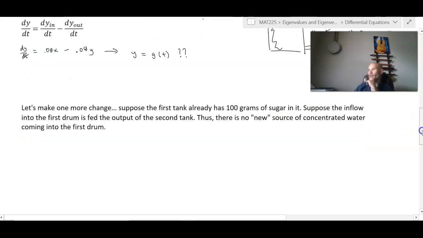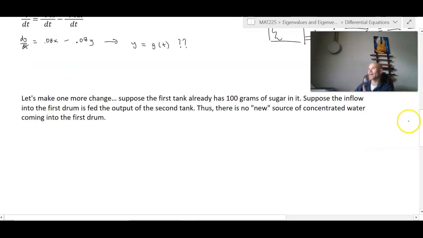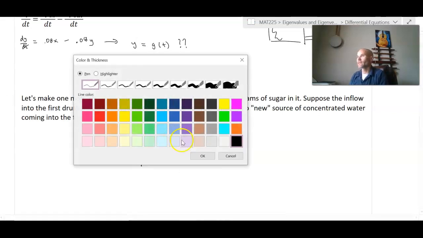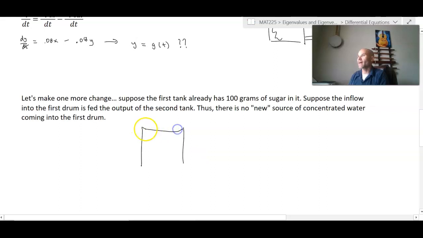Let's make one more change to our model, and then we'll show how we can use eigenvalues and eigenvectors to solve this. Well, let's suppose that the first tank already has 100 grams of sugar in it. Suppose the inflow into the first drum is fed the output of the second tank. Okay, so what I'm trying to get at here is, let's suppose we have our 2 tanks, and we're going to modify the first tank so that we're not going to have the concentrated water coming in, but it's actually going to be the output of the second tank.